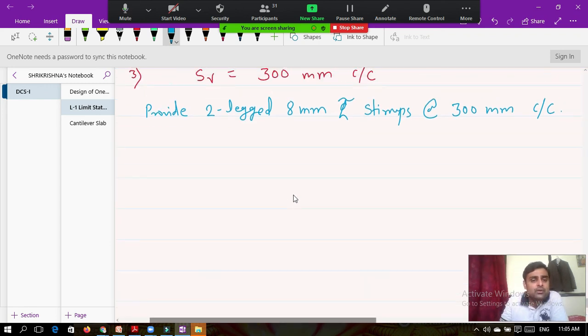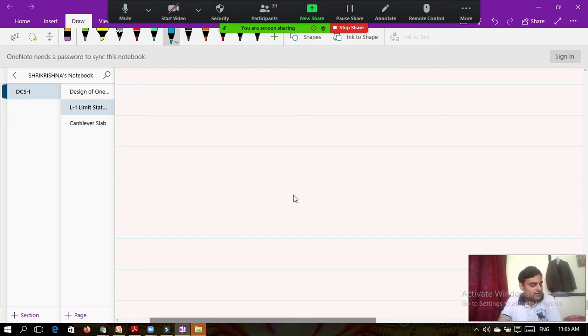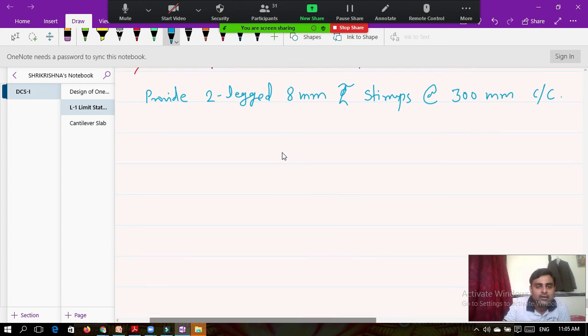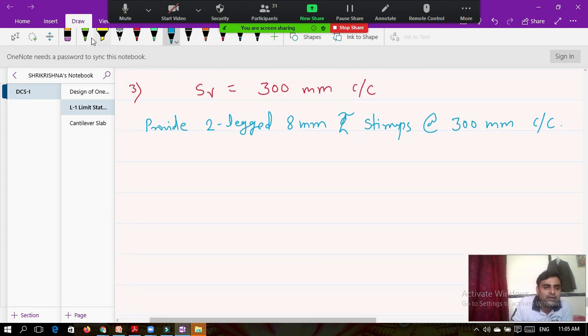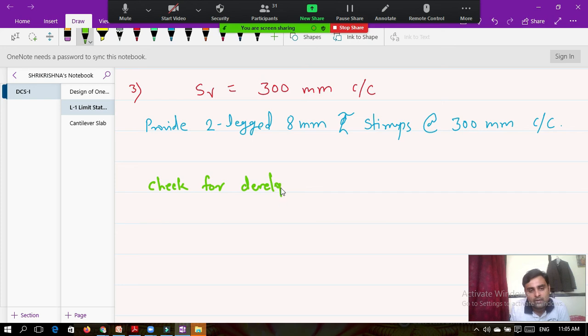Now after this provision of the stirrups, we will take the check for development length. The last thing is the check for development length. Okay, I think time is over.